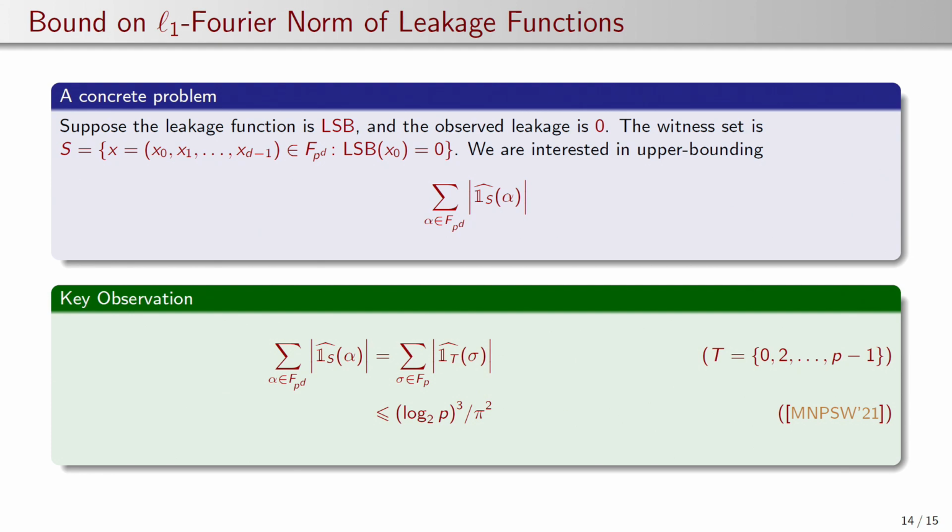Okay. And here's a key observation: the L1 Fourier norm is preserved from the composite order field to the base field, F_p, where T is the set of all the even numbers. So it means we're looking at the observed leakage restricted to only the first block, x0. And then we reduce the problem to the problem over the prime field, and we just apply the results from that paper, and we get the bound.